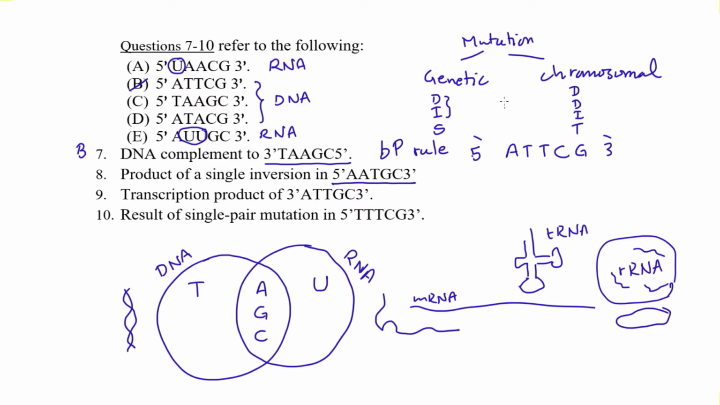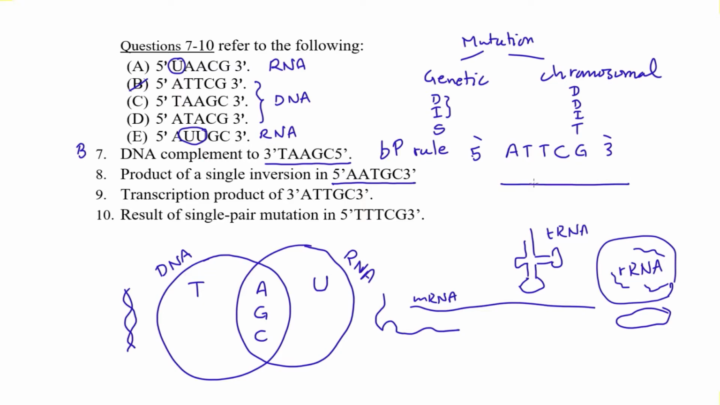Forget about them for now because we are talking about the genetic mutation that may happen to that nucleotide. But chromosomal mutation happens to a whole gene or whole chromosome. Let's return to our question. A product of single inversion. What's meant by inversion? Inversion is something like that.